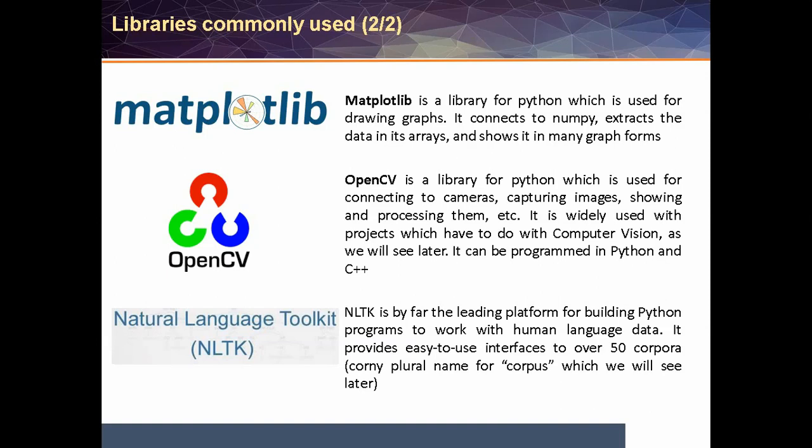Natural Language Toolkit is something like OpenCV, I guess, but for projects that have to do with text. Okay, it can connect with over 50 corpora, which is a corny name for corpus, which is another corny name that we'll see later on. But basically NLTK allows you to connect to all these things, and is used for projects that have to do with reading text, etc.